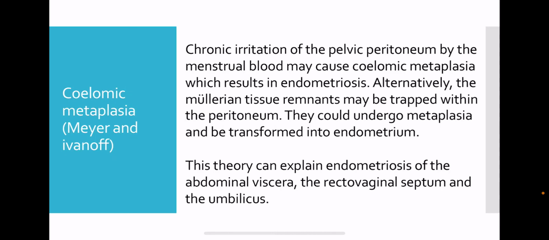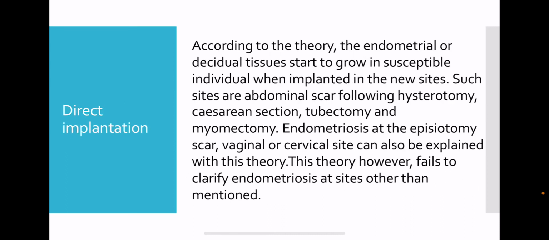Then we studied coelomic metaplasia. Two things happen here. One, the coelomic cells are transformed into endometrial cells and there is shedding. Then the Mullerian remnants can be trapped by the peritoneum and this can also undergo metaplasia and transform into the endometrium. Then we read about direct implantation. In people who have low immunity, the endometrial tissue gets implanted in extra-abdominal sites such as scars, vagina, cervix, cesarean section scars and so on.